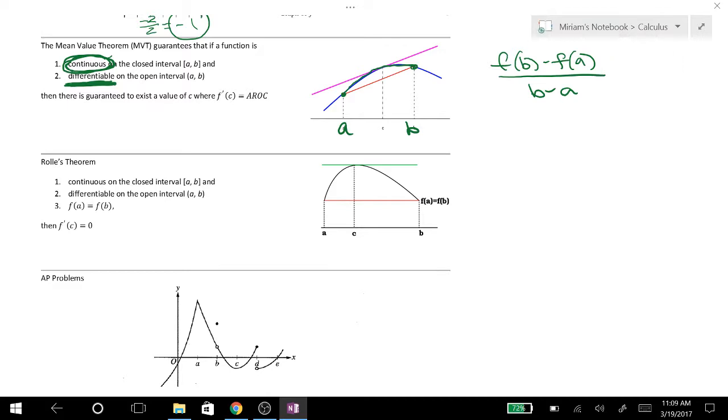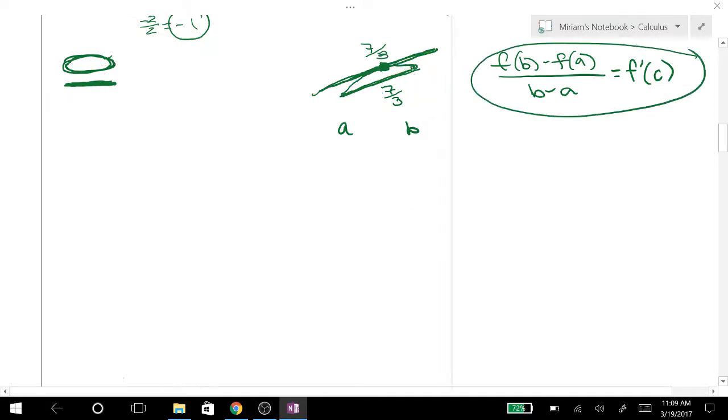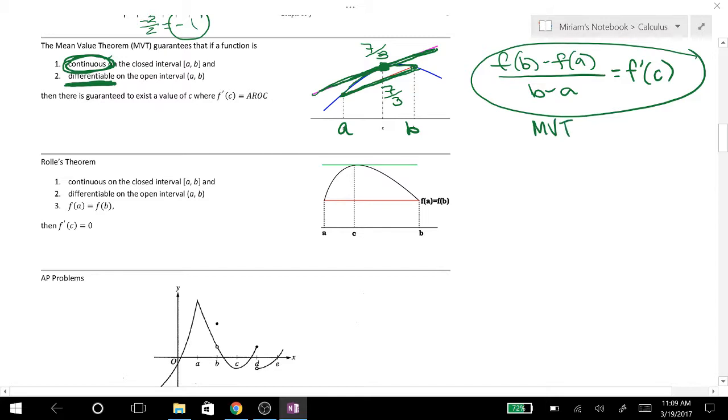The mean value theorem just says this slope is equal to the derivative at some point in between. So if this slope was, let's say, 7 over 3, I just made this value up, then somewhere in between a and b, there is an x value here, let's say here, such that this derivative, or the slope of this tangent line, is also 7 over 3. That's all this is saying. That's what the mean value theorem says, so MVT says that.